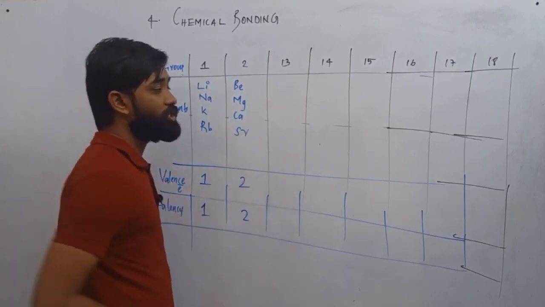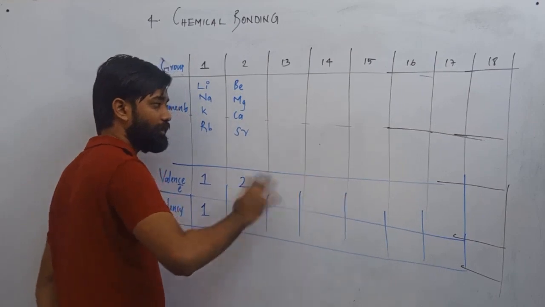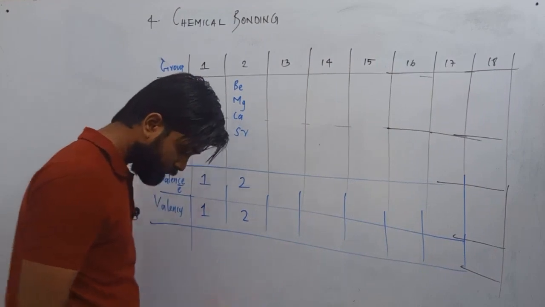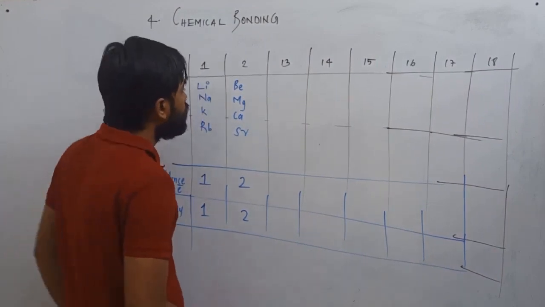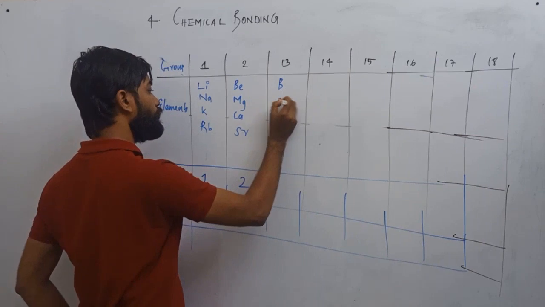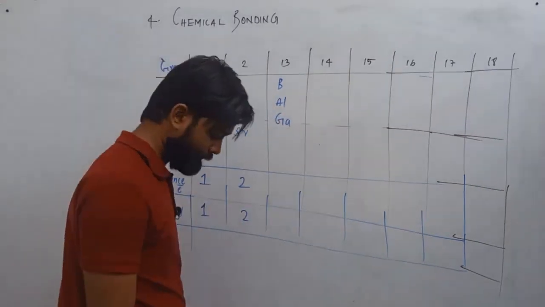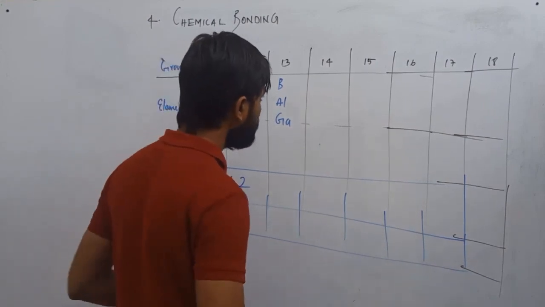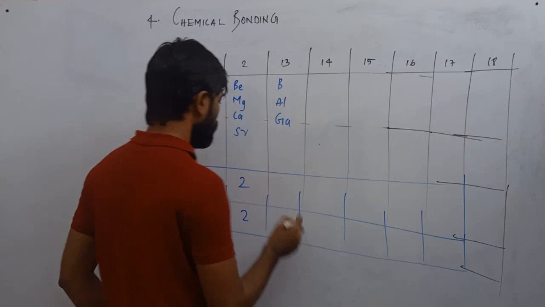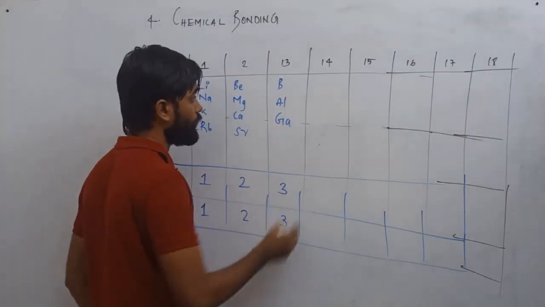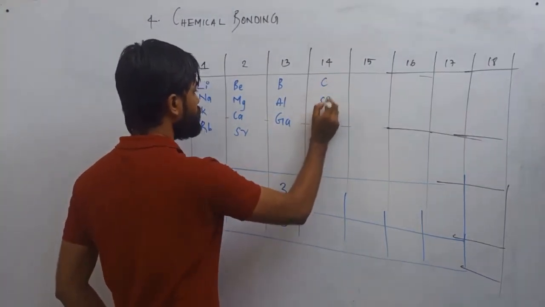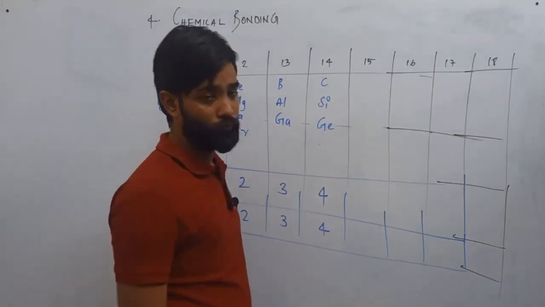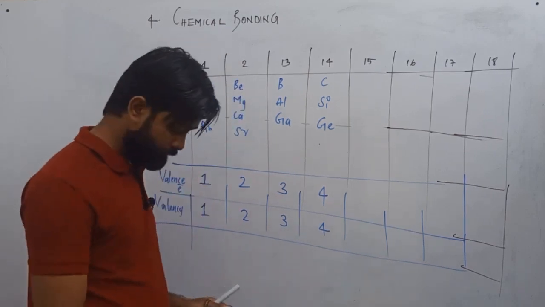Okay. The next is 13th group. You know, main group elements are discussed here, which means S and P block elements. Ready? The 13th group: boron, aluminum, gallium. The valence electron is 3, valency also 3. Next is 14th group: carbon, silicon, germanium. Valence electron 4, valency also 4. Is it okay? Fine.